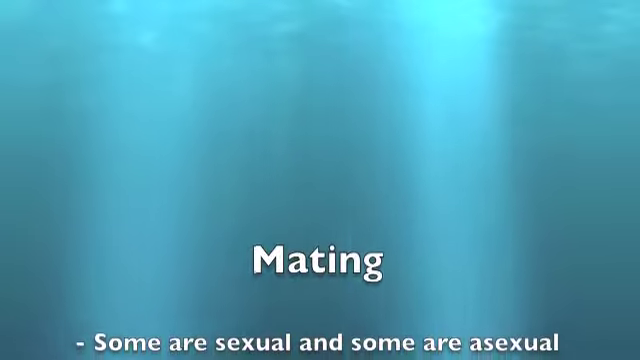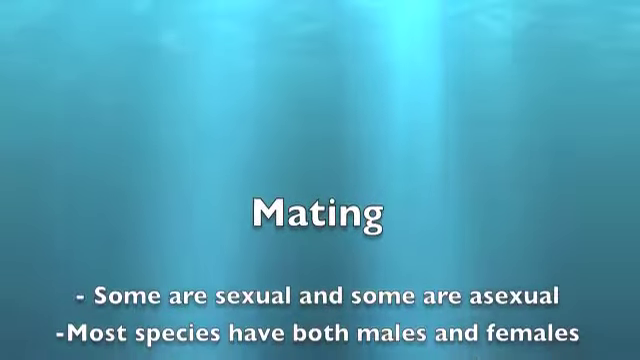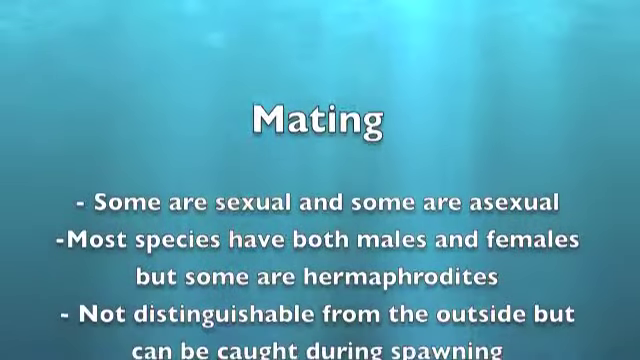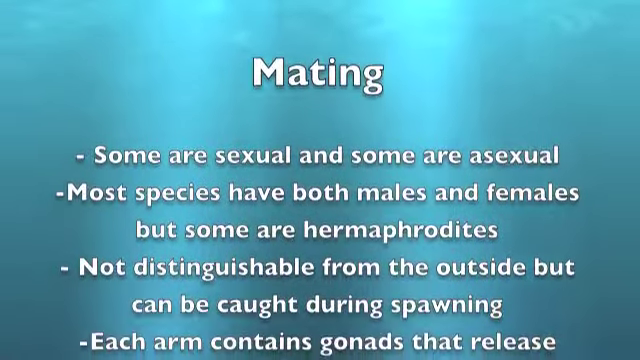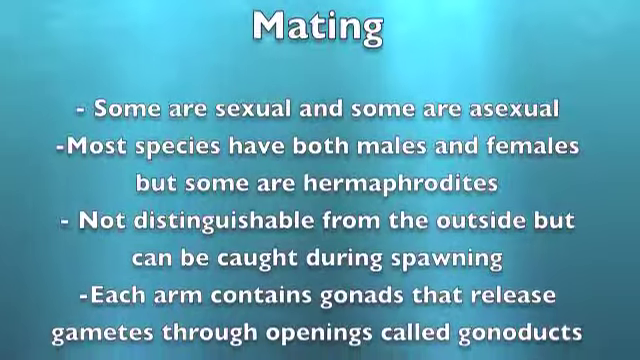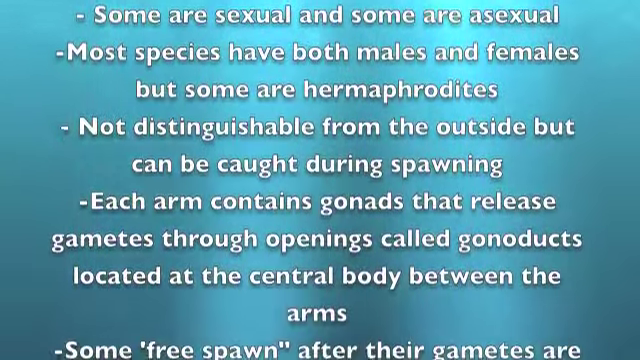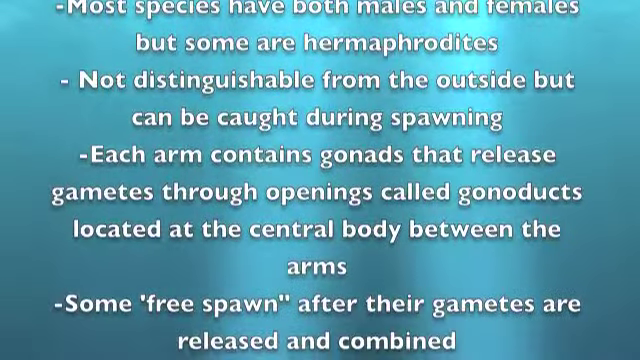Some sea stars reproduce sexually and some reproduce asexually. Most species have both male and female individuals, but some are hermaphrodites. Some are born male and turn into females. Most are not distinguishable from the outside, but you can tell what they are during spawning. Each arm contains 2 gonads that release gametes through openings called gonopores located at the central body between the arms.